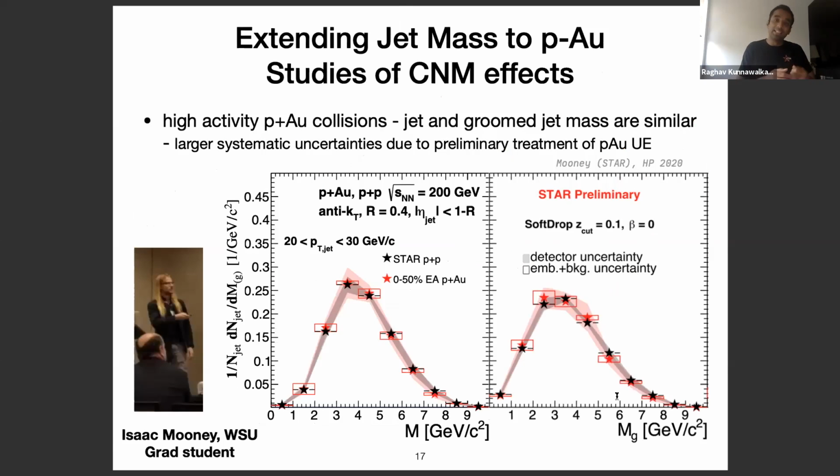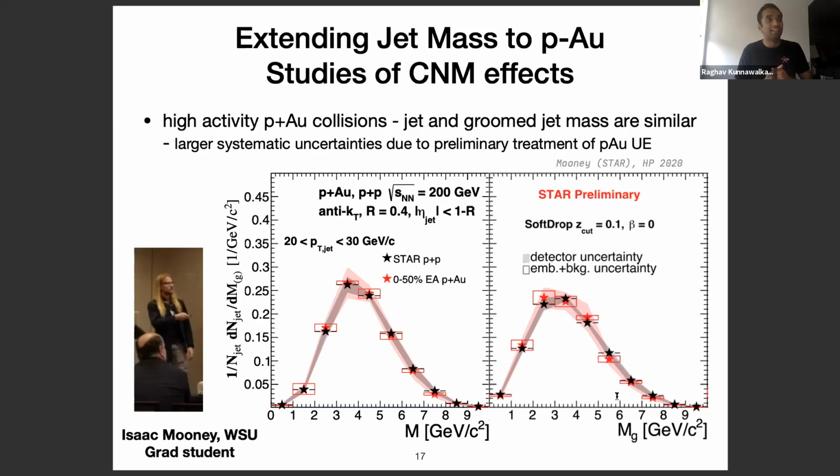So we also extended this program of studying the Jet-SubStructure to proton-gold collisions. Here's a result by a grad student at Wayne, Isaac. He showed it recently, where the PP data for the jet mass is what I showed you in the previous slides. That's in the black. The red one is now proton-gold collisions that are selected based on high event activity. The event activity is forward going in the gold direction. So with the high activity there, we want to look at what happens to jets at mid rapidity.